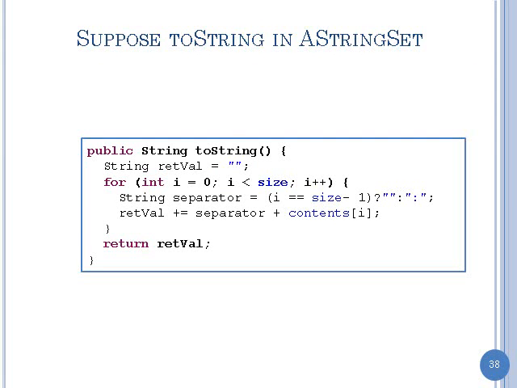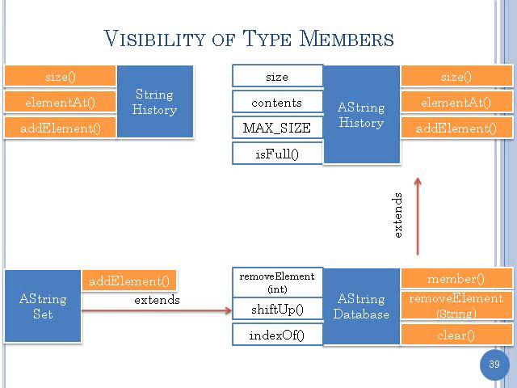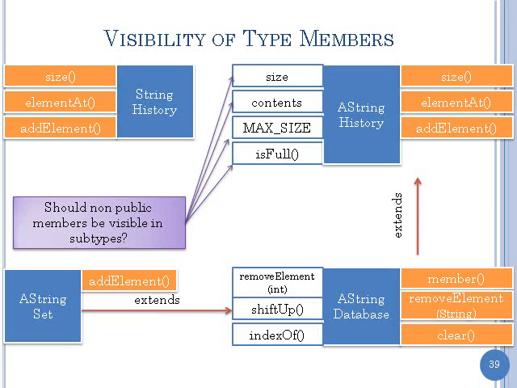Questions? Okay. Supposing I wasn't going to be good. Supposing I really did implement toString in a string set. Here's the issue. This method refers to the size field and contents field, both of which are declared in a string history. So the question now becomes, which was posed in the beginning of the class, should my toString in a string set be able to refer to variables that are not public, that are declared in my superclass, grand superclass, or whatever? Okay, that becomes the question.